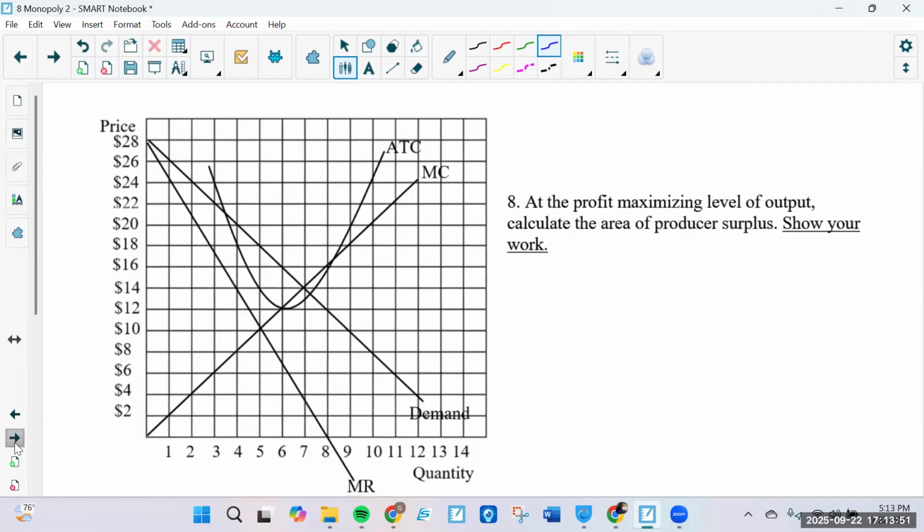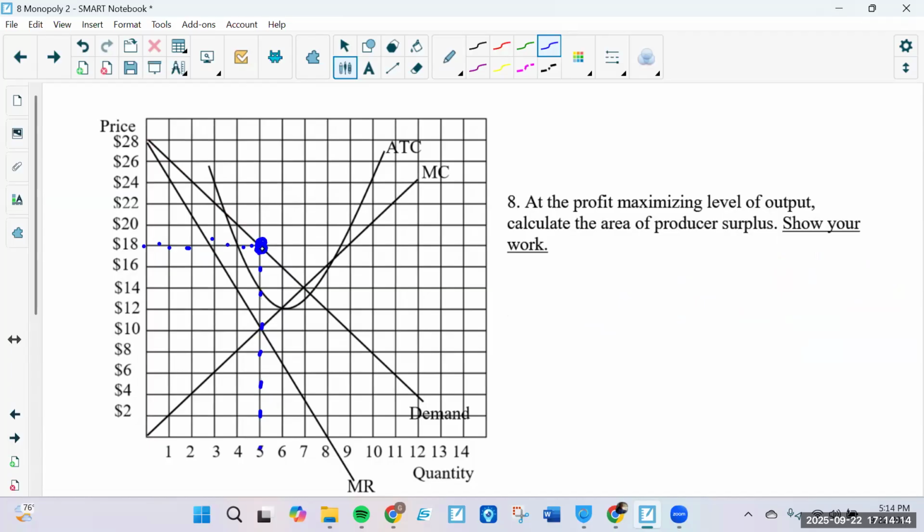All right. Calculate the area of producer surplus. Producer surplus is everything below price to the supply curve. And you go, but wait a minute. Monopolies don't have supply curves. You're right. Monopolies have a supply point. That point right there is actually their supply point. But what we do is we do a little hand waving.